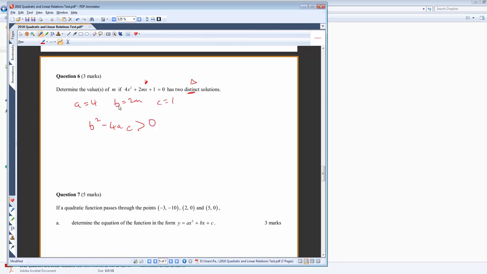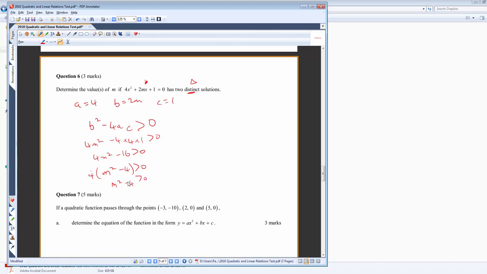Okay, so now let's plug in our values. So we're squaring 2m, so that is 4m squared. Take 4 times the a value, which is 4, times the c value, and we want to know whether that's greater than 0. So we've got 4m squared, take 16, is greater than 0. Alright, now we're going to go 4m squared, take 4, is greater than 0. We can divide by 4 and divide by 4, which leaves us with m squared, take 4, greater than 0.